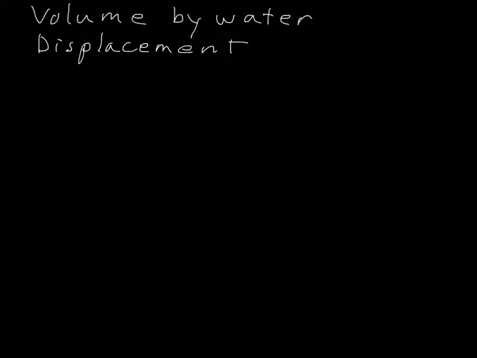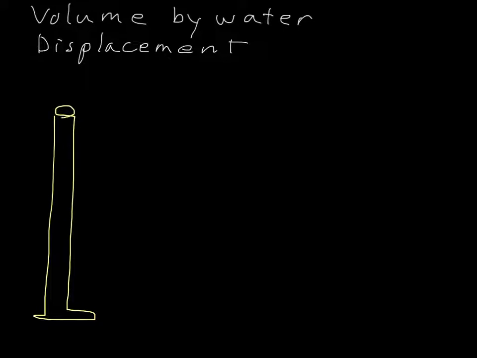If you're taking the lab portion of this class, you'll probably determine the density of an unknown object using a technique known as water displacement. In this technique, you start off with a graduated cylinder and you'll fill that graduated cylinder partially with some water. And you'll record the volume of that water.